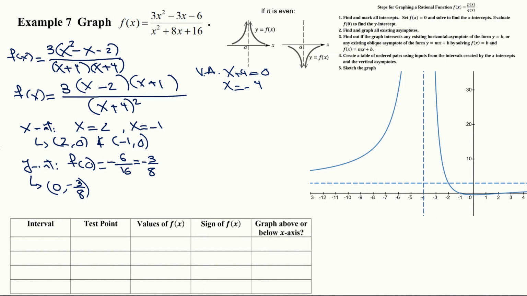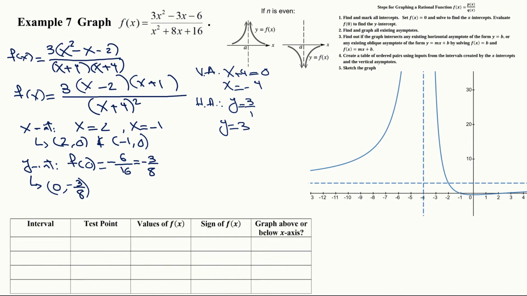And for our horizontal asymptote, we note the fact that the degree of the numerator and the degree of the denominator is the same. So we know that when we divide both top and bottom by x squared, all terms will go to 0, and we end up getting the coefficient of the lead term on the top divided by the coefficient of the lead term on the bottom. So we get y equals 3 over 1, which is just y equals 3.